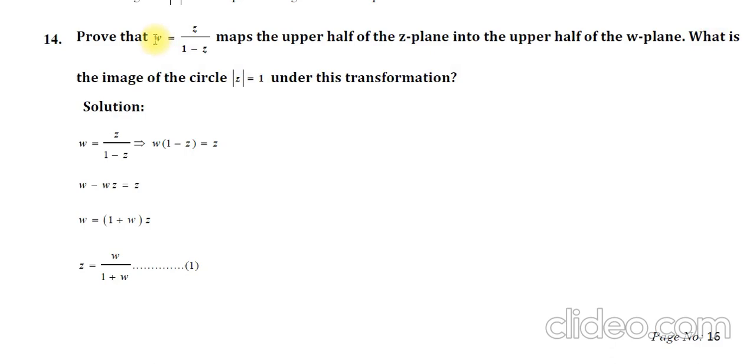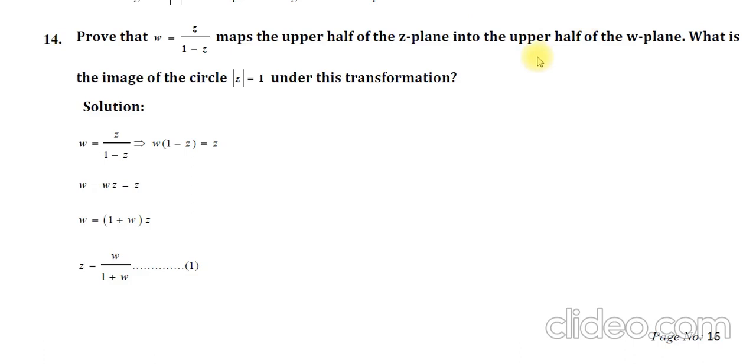See, again the concept is very similar as it is in the previous two problems. For the entire topic, the concept is very similar. You will be given a transformation. The transformation here is W equal to Z by 1 minus Z, and you will be given an input. Here the input is upper half of Z plane, right? You will be asked for the output in all the problems. Here they are asking you to prove the output is upper half of W plane. That is the very minute difference.